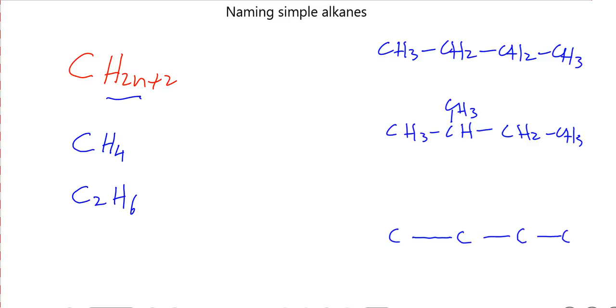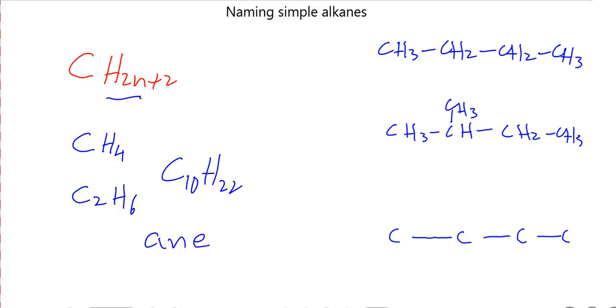And you can keep going. C10, and hydrogen is double, 20, and plus 2, H22. So whenever the number of hydrogen is double the number of carbon plus 2, it is an alkane. And we'll see how to name simple alkanes. We know that alkanes end with -ane. So for example, methane, propane, hexane. So we'll start with simple alkanes.